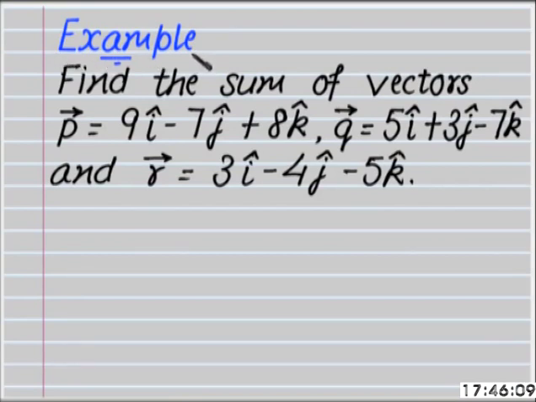Now let's see another example. Find the sum of vectors vector P equal to 9 I cap minus 7 j cap plus 8 k cap, vector Q equal to 5 I cap plus 3 j cap minus 7 k cap, and vector R equal to 3 I cap minus 4 j cap minus 5 k cap.